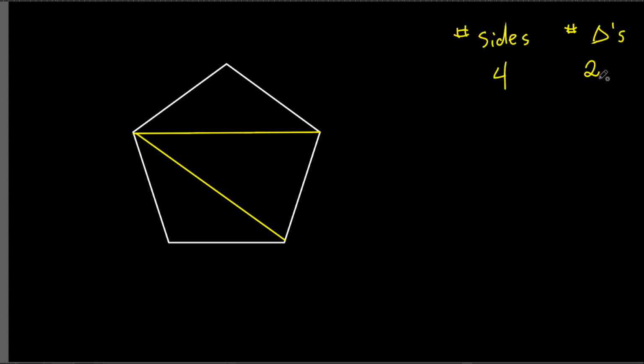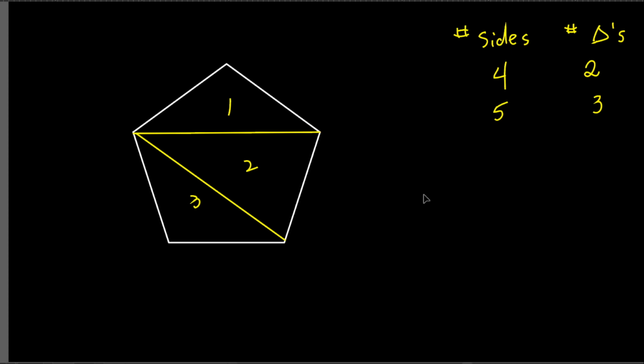So if I have 4 sides, I'm going to have 2 triangles. Everybody with me? So now take a look at this. You should see it right now. I've got 5 sides now, don't I? So how many triangles am I going to have? I'm going to have 3. There's 1, there's 2, there's 3. So I have 3 triangles. Agreed? Let's do one more to kind of establish a pattern here.